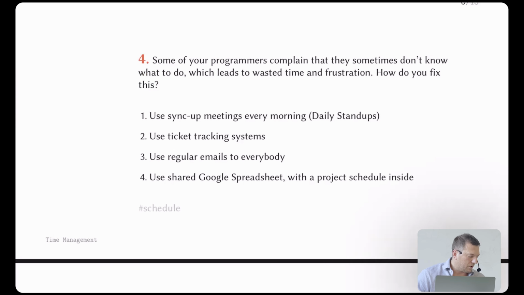Question 4, some of your programmers complain that they sometimes don't know what to do, which leads to wasted time and frustration. It very often happens in software teams. They just come to you and complain, you don't tell us what to do, we don't know what to do, we do different things, so what's going on in the project, we're not sure. So how do you fix that?